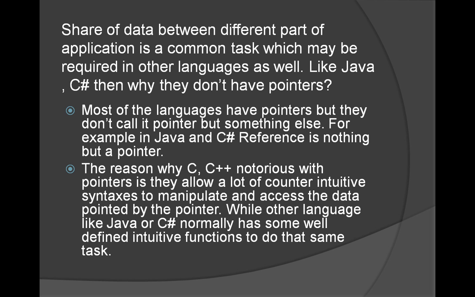Now another question comes: why is C or C++ notorious with pointers? The reason is, C and C++ allow a lot of counterintuitive syntax to manipulate and access data by the pointer. While other languages like Java or C Sharp normally have some well-defined, intuitive functions to do that, sometimes they call it interfaces or data abstraction. So they don't allow you to touch the addresses directly. They abstract everything and give you functions to do that.